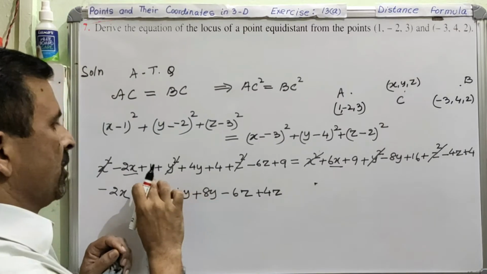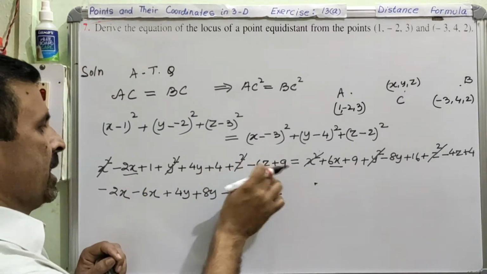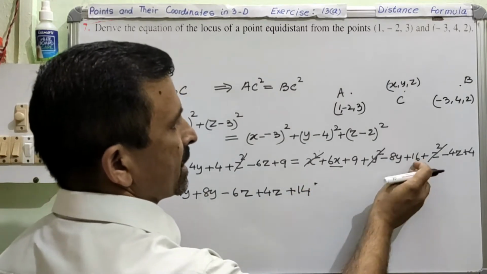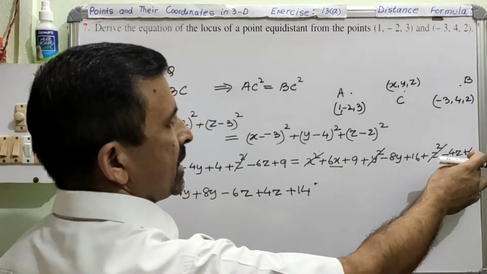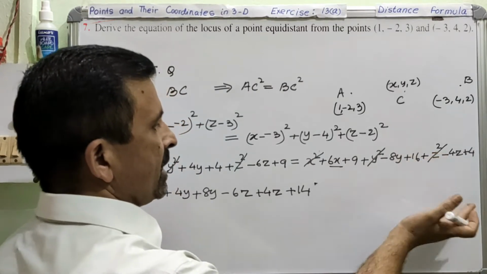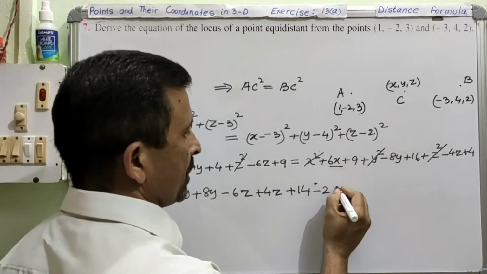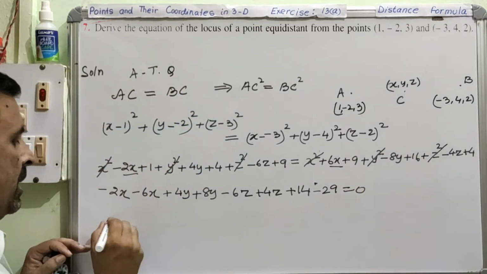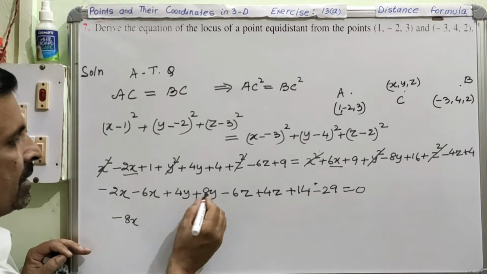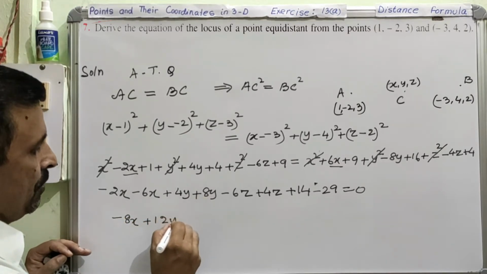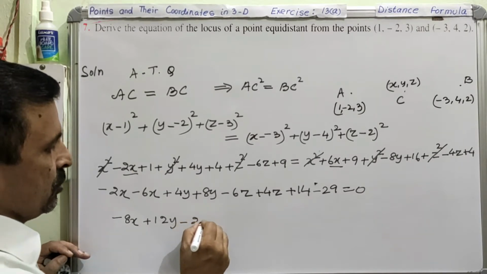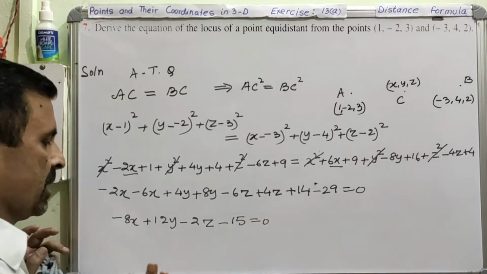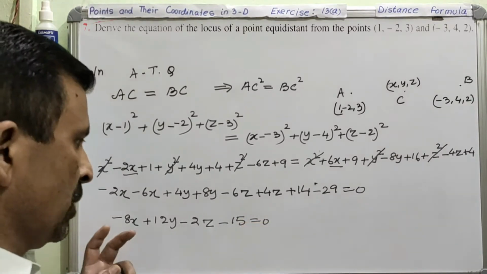Okay. Now on the left hand side the constant we have is 1 plus 4 plus 9. So 9 plus 1 is 10, plus 4 is 14 on the left hand side. On the right hand side we have 9 plus 16 is 25, and plus 4 is 29. And this 29 is positive 29. When it comes to the left side, it will become minus 29 is equal to 0. Is it okay? So finally, this will become minus 8x, this will become 12y, this will become minus 2z, and this will become minus 15 is equal to 0. So this became your final answer. Okay. So we can stop here.